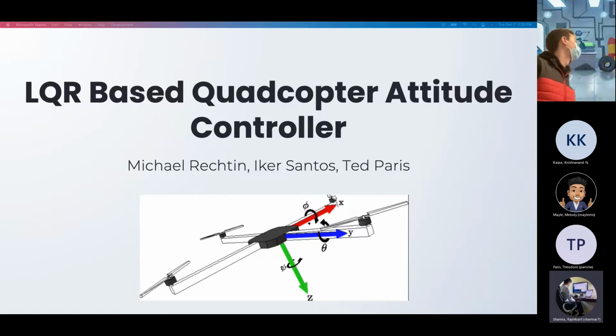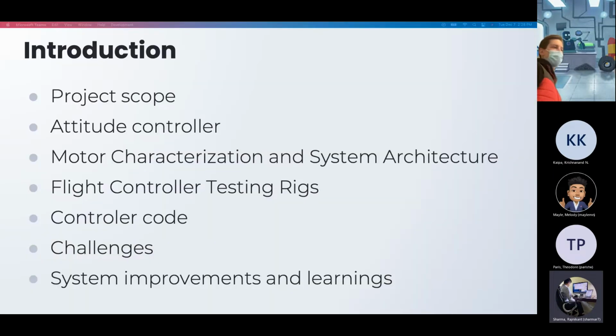Okay, so hello everyone. We are Michael, Ted, who is online, and I'm Iker. And we are going to present the LQR-based quadcopter attitude controller. I'm going to present the project scope and the attitude controller. Then Michael is going to present the motor characterization and system architecture. Then Ted is going to follow with the flight controller test and the controller code. And finally, Michael is going to finish presenting the challenges we faced and the system improvements and learnings.